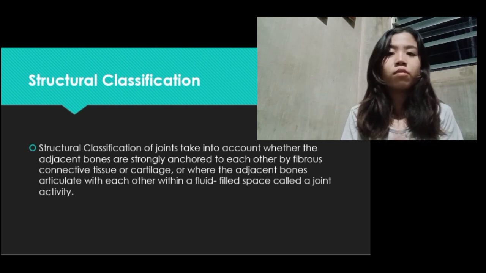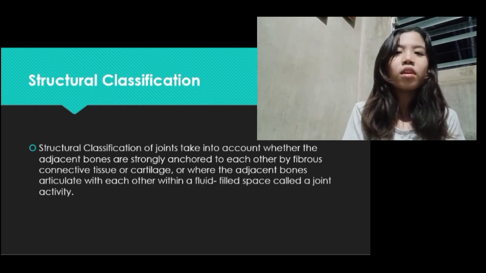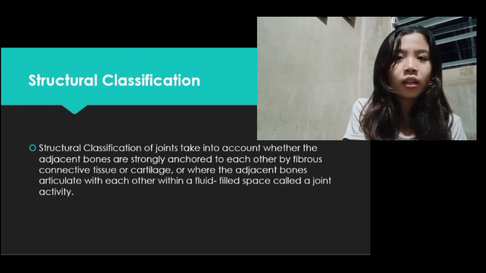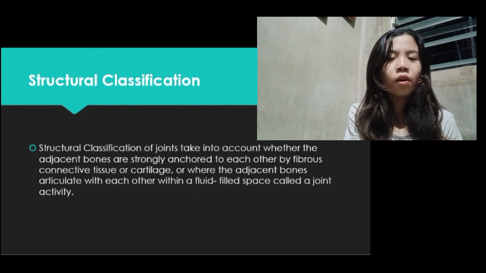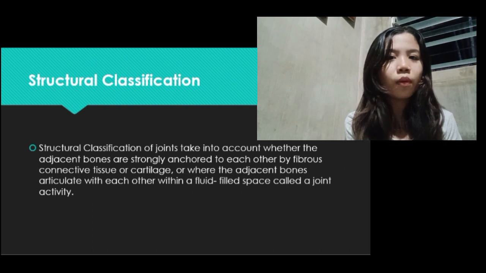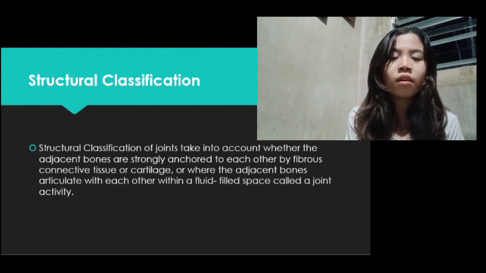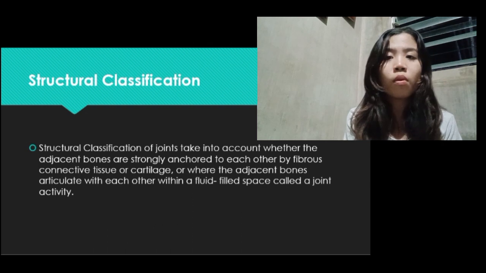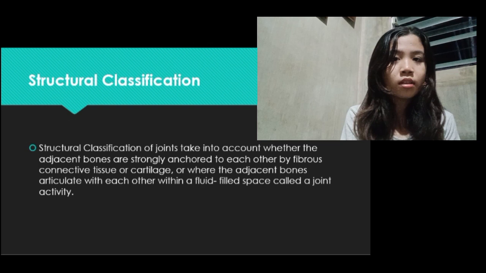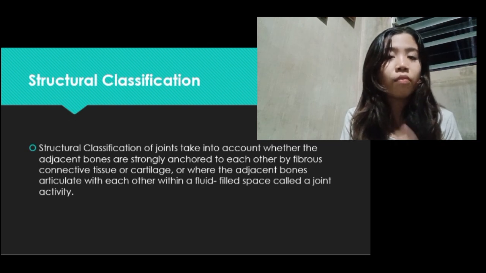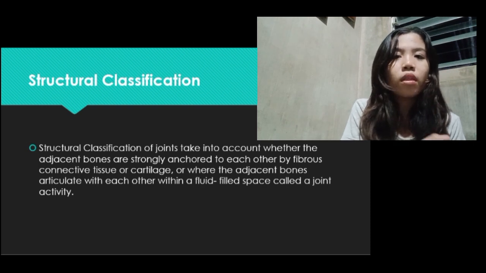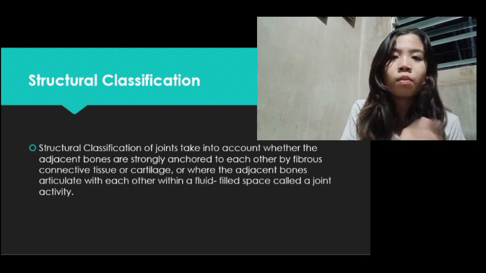Structural classifications of joints take into account whether the adjacent bones are strongly anchored to each other by fibrous connective tissue or cartilage, or whether the adjacent bones articulate with each other within a fluid-filled space called a joint cavity. So, here's my explanation. The structural classification of joints is based on the type of connective tissue that binds the bones together and whether a joint cavity is also present.